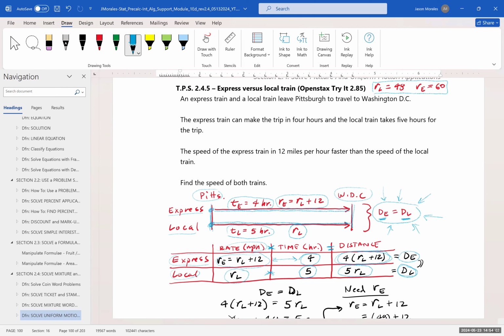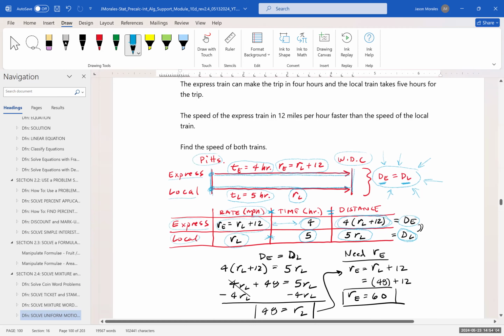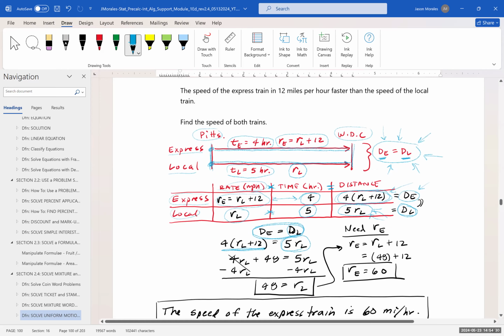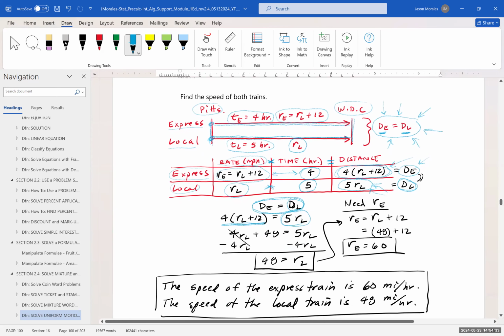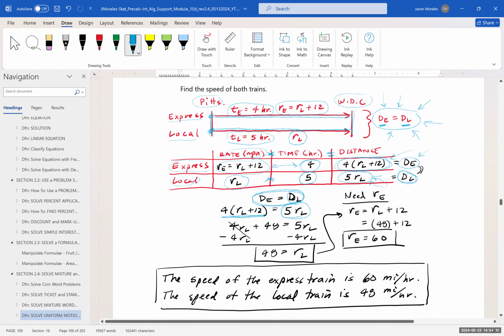So now that we've got these distances figured out, from what we figured out earlier, these distances have to be the same. So the distance for the express train, which is this expression I wrote here on the left, and the distance for the local train is this one here. And so I wrote that down underneath it on the right-hand side of this equation. Now I just went through some algebraic steps to get the rate of the local train, which is 48.